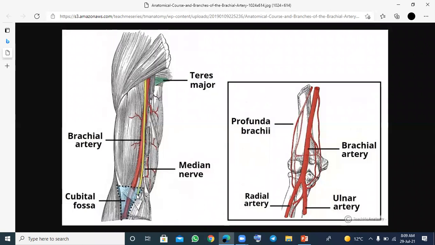You have the median nerve, you have the brachial artery, you have the tendon of the biceps brachii, you have the radial nerve on the far end there.